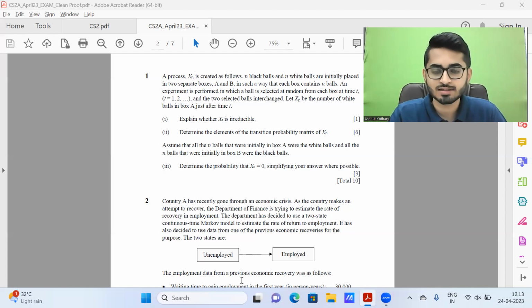In fact, even paper B this time, they found it to be lengthy. They tend to score more marks in paper B rather than paper A in CS2.